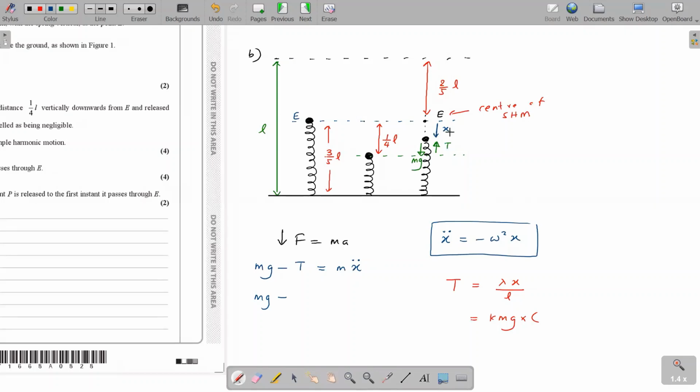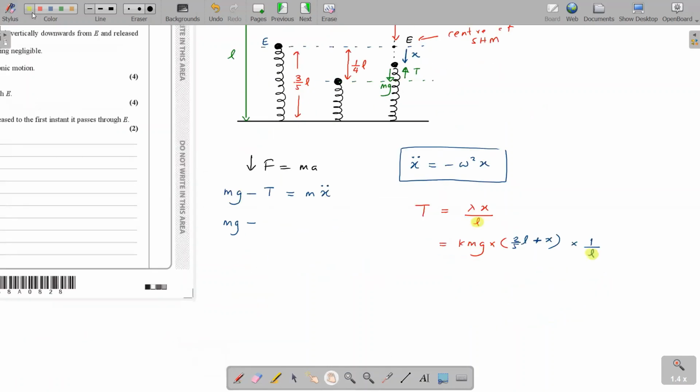The total compression of the spring is 2 over 5L plus x, plus the displacement from the center. Divide by natural length L. So shall I put 1 over L here? The natural length L, I'll just write as 1 over L because I want to use the k value. Now k is 2 over 5, right? Sorry, k was 5 over 2. So let's input the k value.